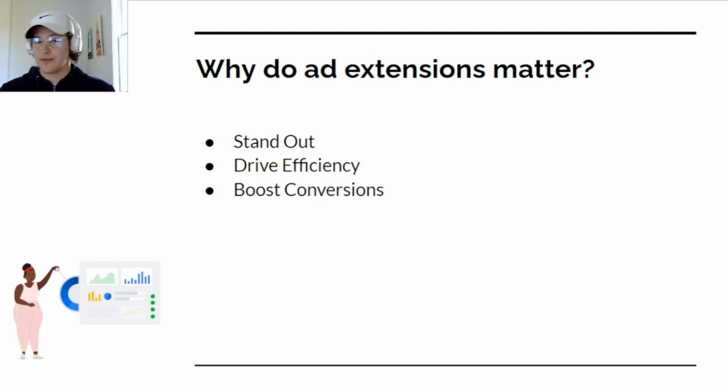Number 2 is driving efficiency. These added clicks often come at a lower CPC than a click that is not on your ad extension, right? So it really helps reduce costs and drive efficiency.